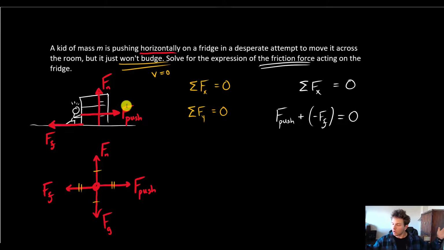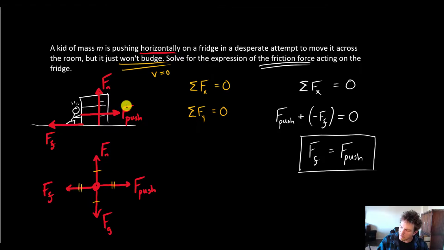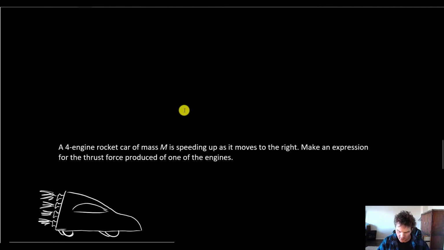And now our whole goal is just to get that one friction force isolated, which is pretty easy. I just get them on opposite sides of the equal sign. So that is saying that the friction force here is the exact same magnitude as however hard the kid is pushing. And that's why the fridge actually isn't moving. Okay. All right, a couple more.